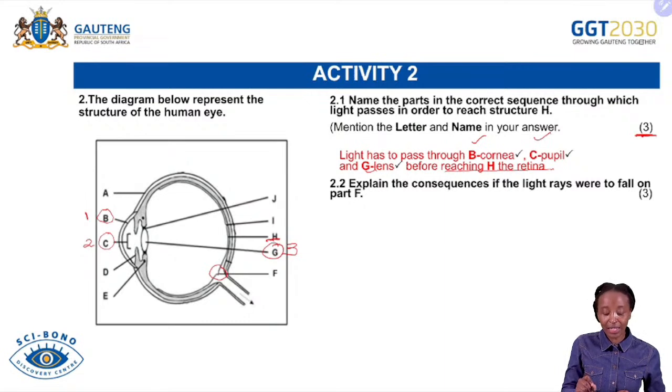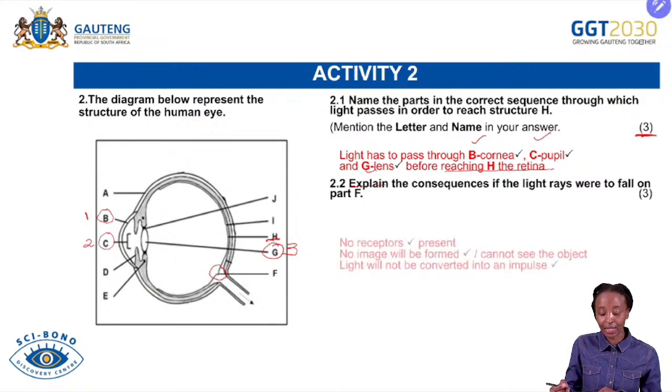And the reason is that this part of the eye does not have photoreceptors, so no vision will be formed there. Remember, when you explain, you provide the cause and you provide the effect. So thus there will be no vision. The cause in this case is that there are no photoreceptors in the blind spot. And what effect would that have? There would be no vision formed. So there are no photoreceptors, therefore no vision formed.